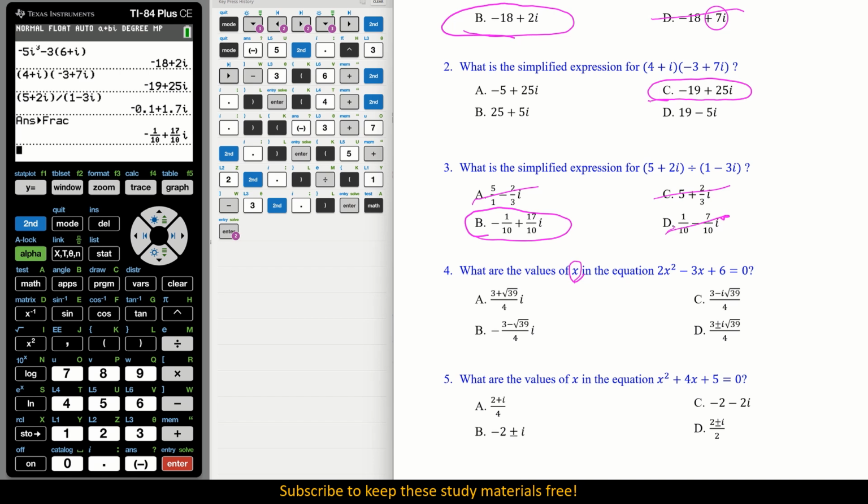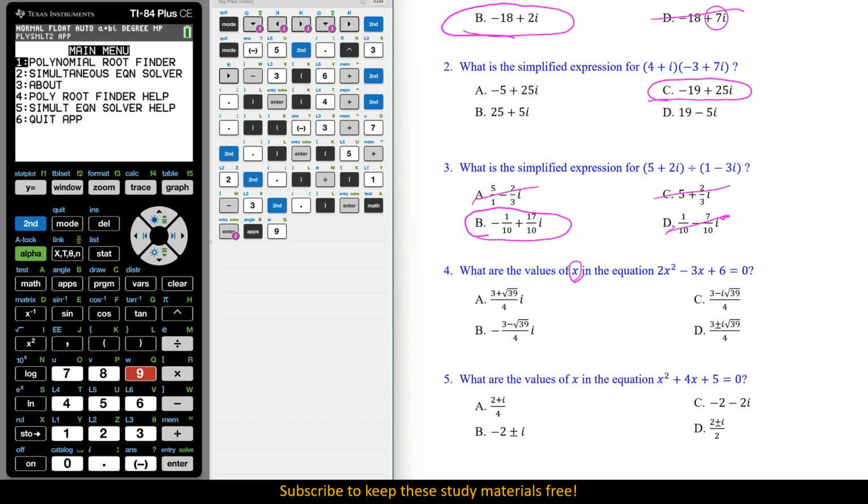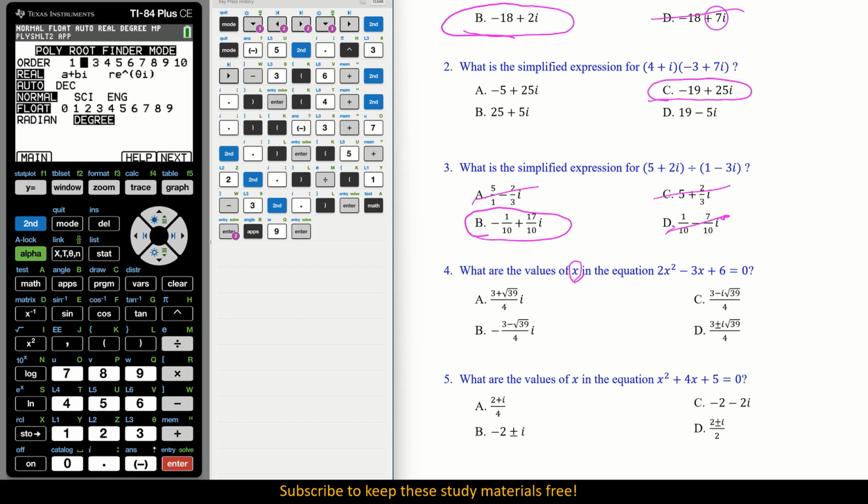Well, we have an application, all right? So push application. And if you're wondering, these applications are in your calculator. They come in your calculator. And if you have an older TI-84 or any of the family, make sure that you go in and update your calculator. I updated mine recently, and there were some really great changes. So make sure you have it so you have all of these great things. But what we need today is number 9, and we need the polynomial root finder number 1. So press enter, and we want number 2.